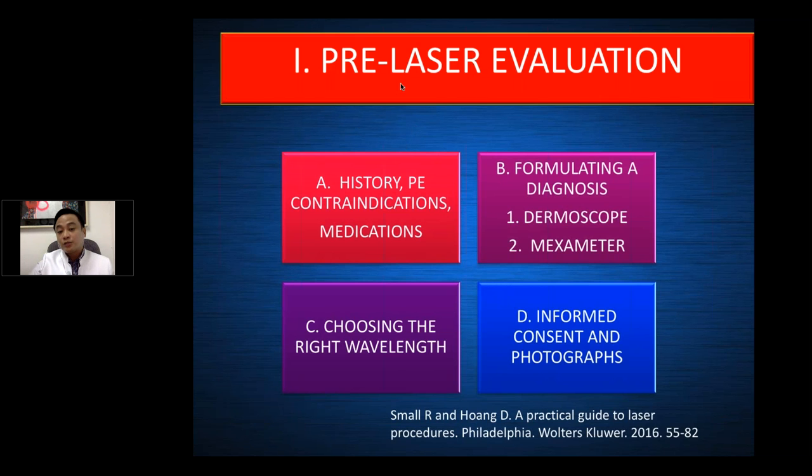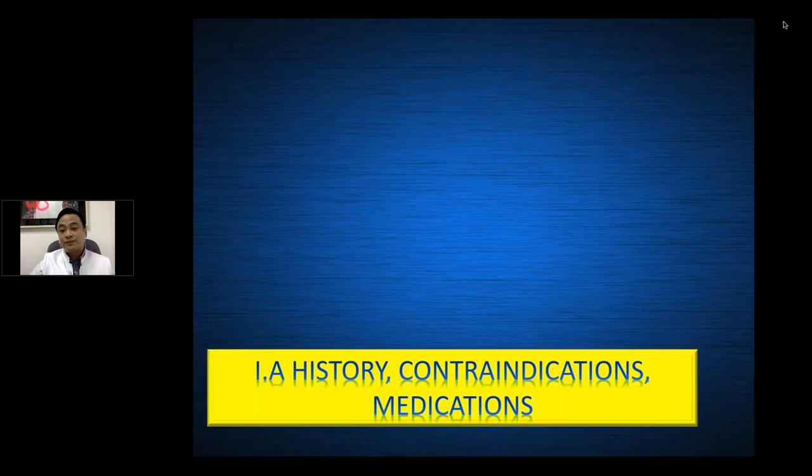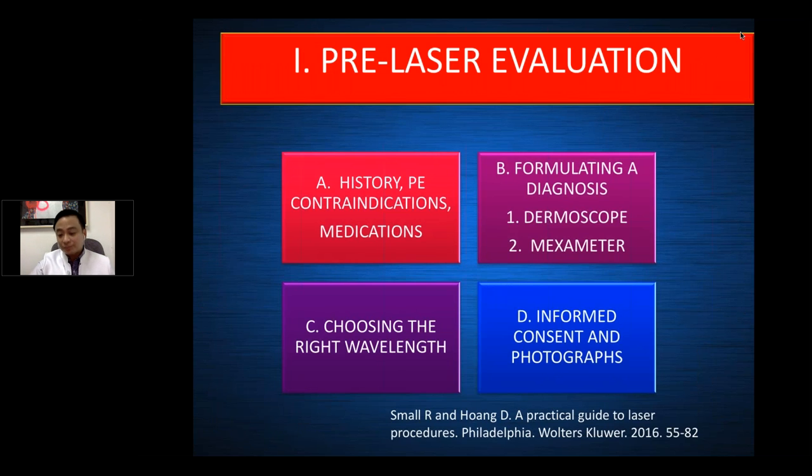For the pre-laser evaluation, we need to take a very good history. We need to do a complete physical examination. We should know the contraindications, both absolute and relative, before using the Q-switch and the YAG. And of course, we have to elicit if the patient is taking any other medications which might aggravate the hyperpigmentation, for example, a photosensitive or a phototoxic drug.